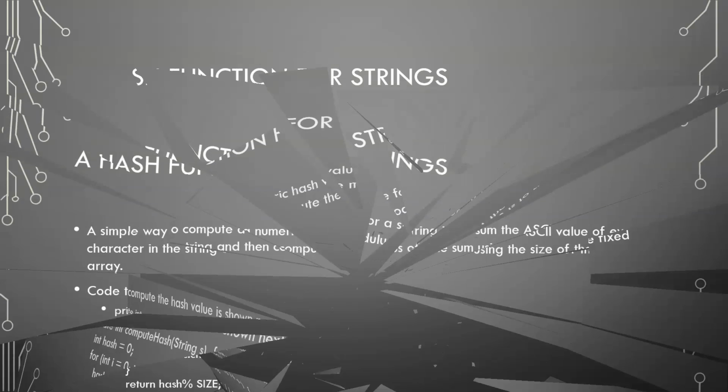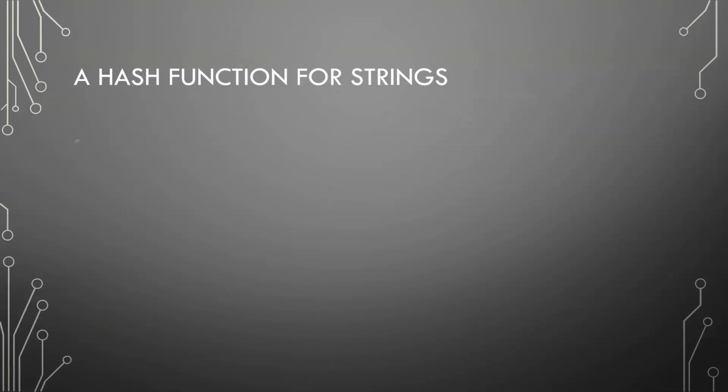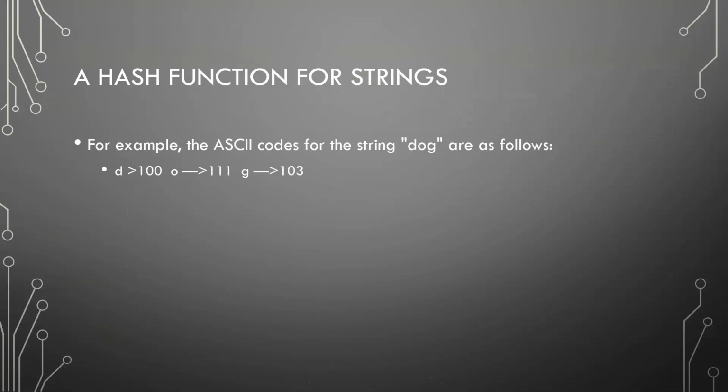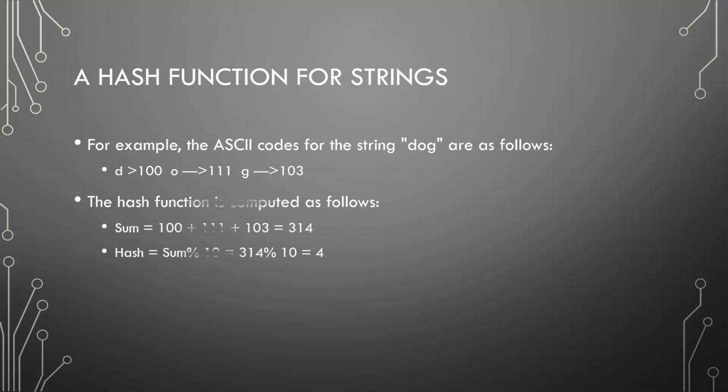If we look at an example here, the ASCII codes for the string dog are as follows. D is 100, O is 111, and G is 103. The hash function, therefore, is computed as follows. Sum: I'm going to add 100, 111, and 103, get 314. And then the hash is equal to that sum mod 10, because remember, we have an array of size 10. So we get 314 mod 10, which of course equals 4.